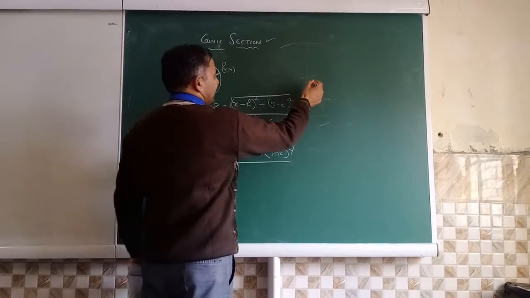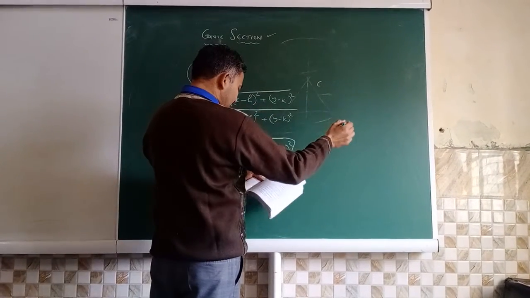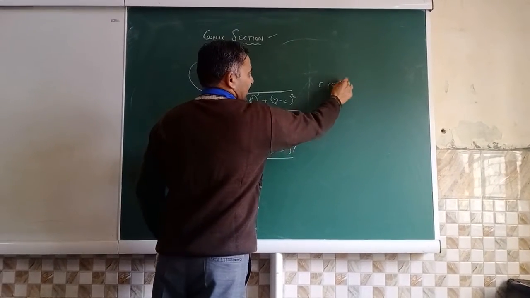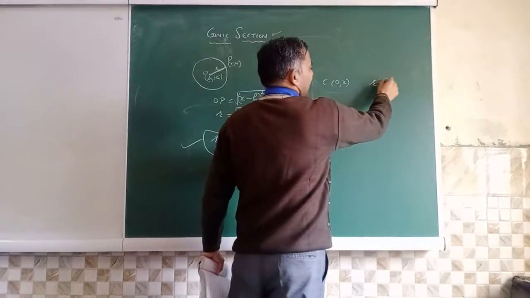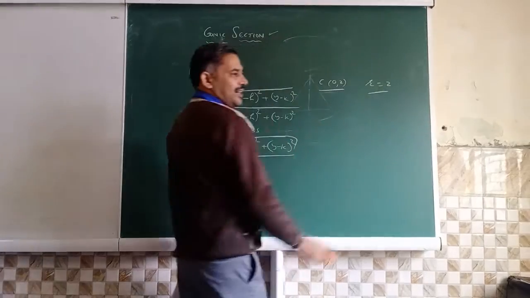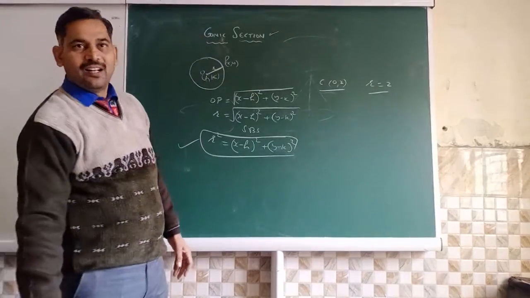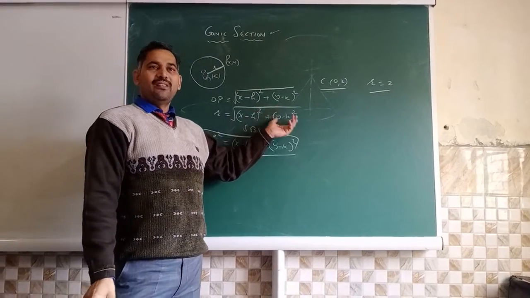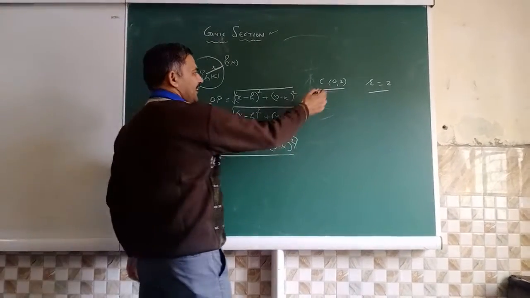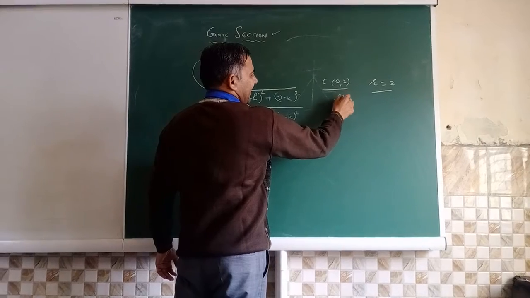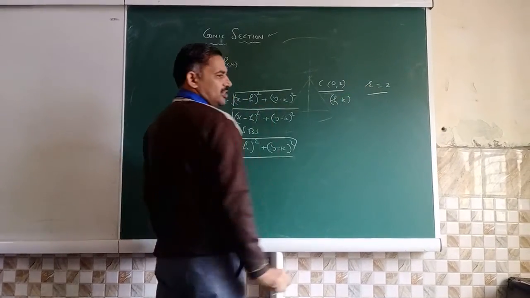So first, find the center. It is given: C is equal to (0, 2). The center is given and the radius is also given. So dear students, when the radius and center are given, how do we make the equation of the circle? Apply the same formula. Put the center as h and k, and the radius is 2.